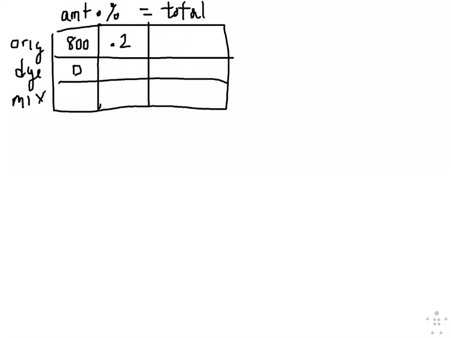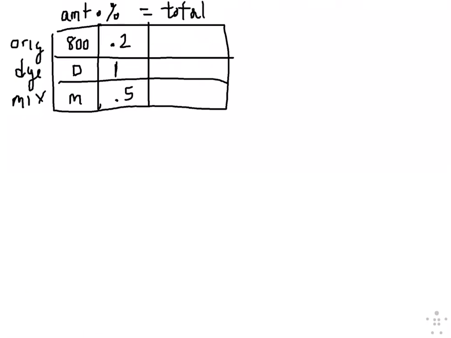I'm going to use uppercase only because it looks less like a number. Must be added to increase the strength of the mixture to 0.5. So the mixture has to be 0.5. We don't know how much mixture there is. And when we add pure dye to an original, the percent dye in pure dye is 100%. When we add dye, we add pure dye.